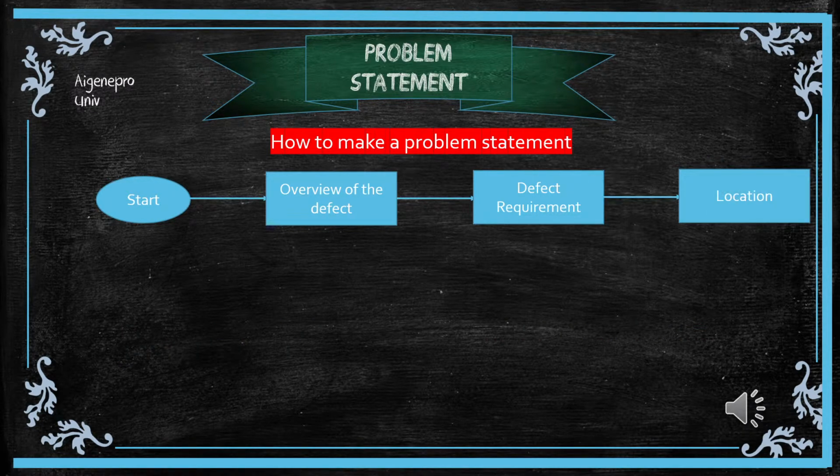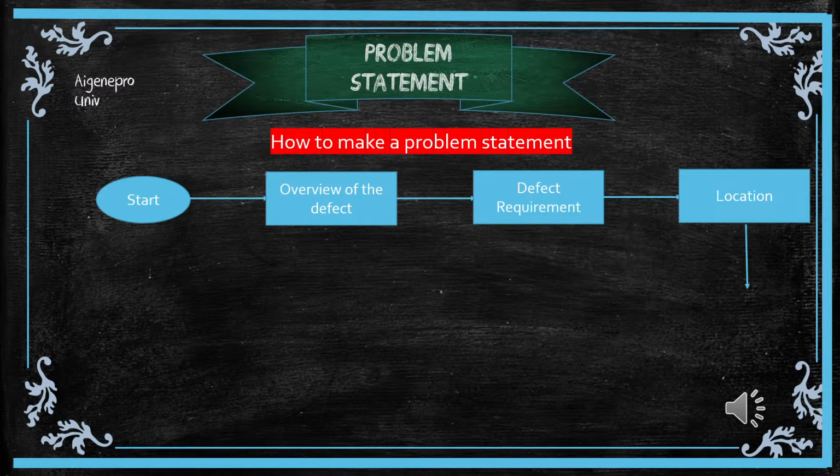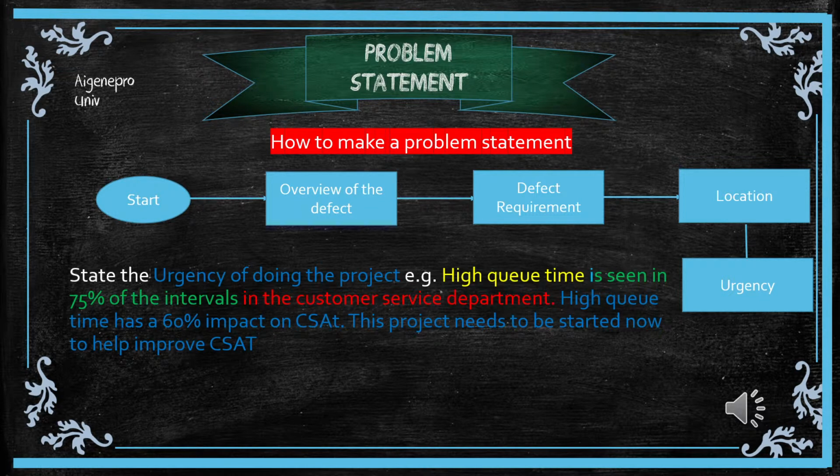Next, location. State the impacted process or department. High queue time is seen in 75% of the intervals, in the customer service department. Finally, urgency. State the urgency of doing the project. High queue time has a 60% impact on CSAT. This project needs to be started now to help improve CSAT.